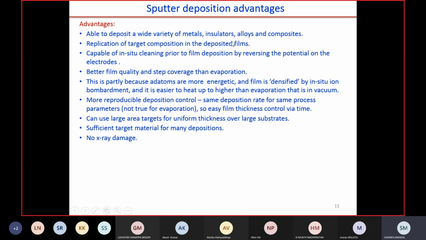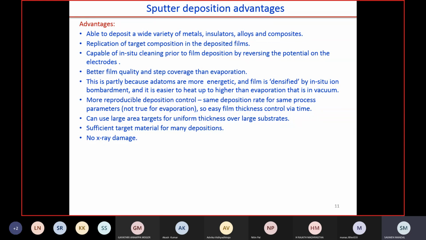Replication of target composition in the deposited material: whatever composition is there in the target material, the deposited film will retain that composition. It is also capable of in situ cleaning prior to film deposition by reversing the potential on the electrode. So this is a unique advantage. If you want to do some cleaning on the surface prior to deposition, that is also possible, because if you change the potential on the electrodes, charge and heat are applied on the substrate, and it may clean the substrate.